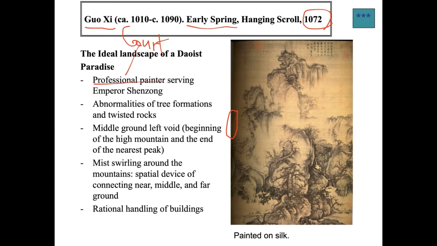And do you see the three-level composition? Yes, you do. Foreground, middle ground, and far distance. And is it made on silk? Yes, it's on the silk. Here, near, middle, far ground, right? And do you see a human figure? Yes, there are. I want you to find out how many people are there.